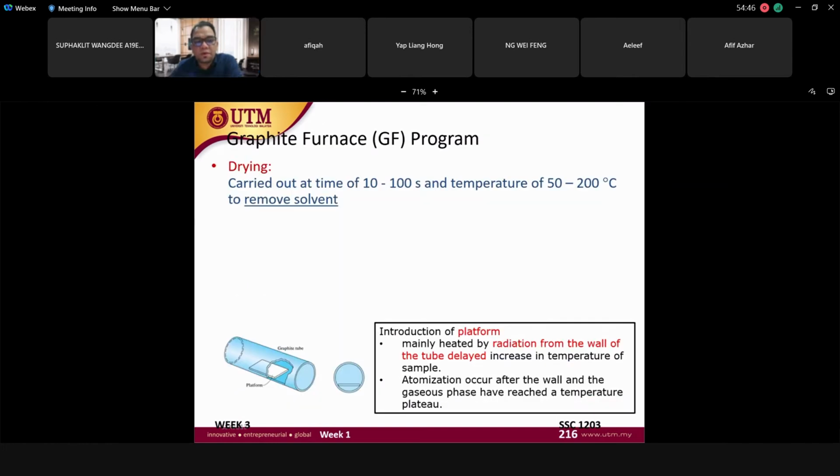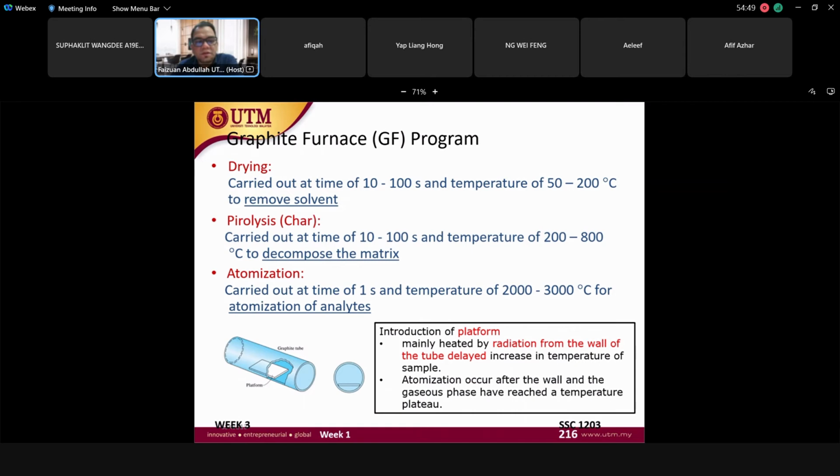So we have to program the instrument. The first step, the temperature ranges about 50 to 200, the ramp of temperature. This is for drying, and then pyrolysis happens at temperatures between 200 and 800. Next, atomization happens between 2000 and 3000 degrees Celsius. Very high temperature, right? The atomization happens inside the tube. Inside the tube, there is a platform. Actually, there's a hole here. The auto sampler will inject the sample inside the tube onto the platform. Very small amount of sample.